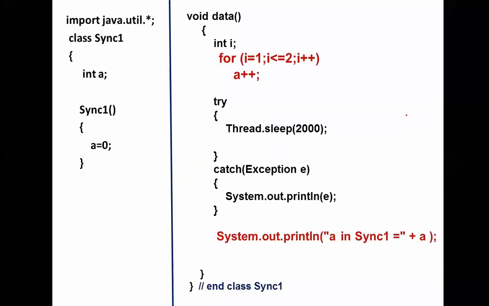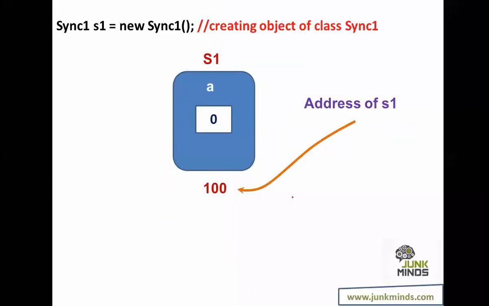Now sync1 is this particular class. So what does this look like? I've created s1 as an object of class sync1. So s1 is an object of class sync1 which contains this variable a, which is initialized to 0 because of the constructor. Now over here, I've just gone with an assumption that I've created this object s1. The address of this particular object is 100. Everything that occupies memory literally will have an address, so here it is 100, right? So this is what we've got.